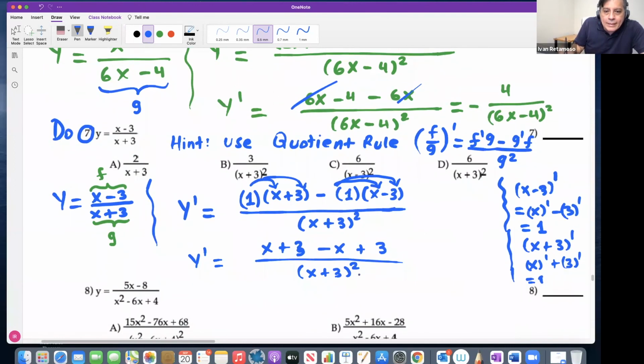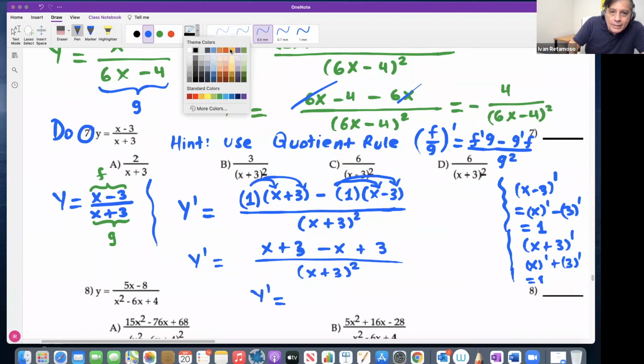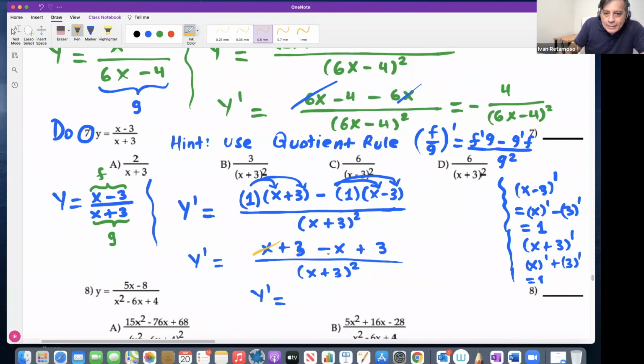Very good. Now, therefore, y prime should be equal to what? x minus x, 0. Look, this guy and this guy, they cancel. But 3 positive plus 3 positive, 6. So this one, 6 on the top. On the bottom, x plus 3 squared. So looking through, then you can see that for number 7, the answer is here. Follow, guys? The answer is there.